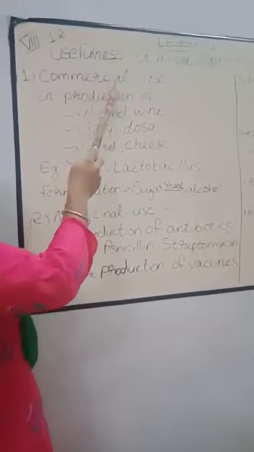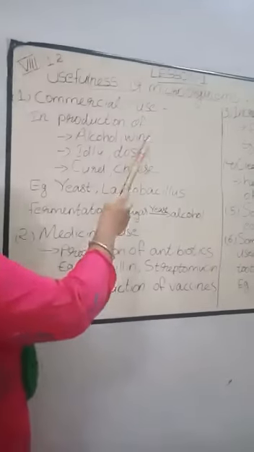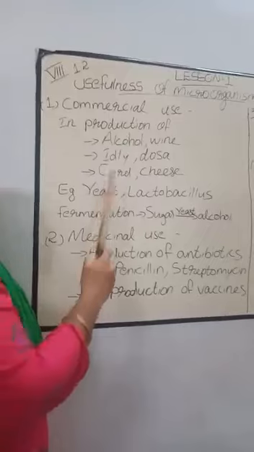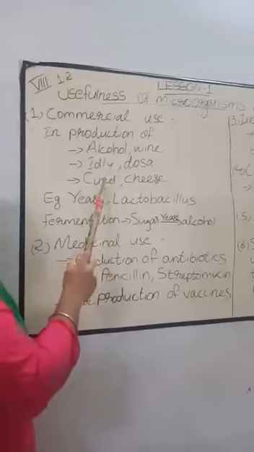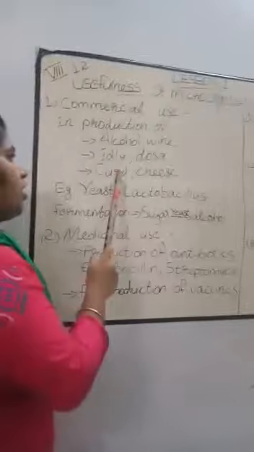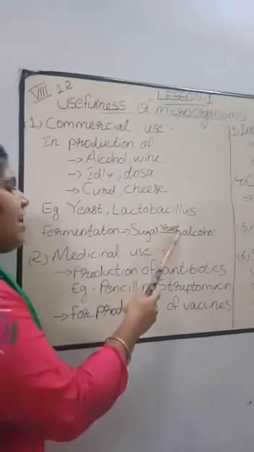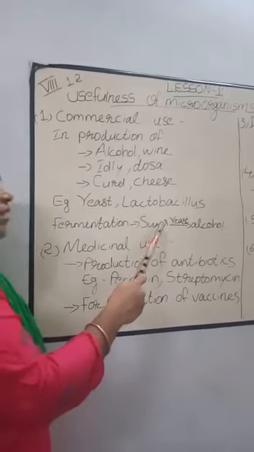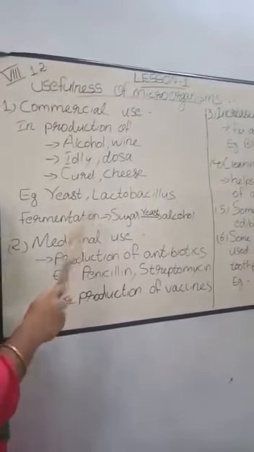So the first use of microorganisms is for commercial use. In the production of alcohol and wine, we can use yeast. Then production of idli and dosa. Then production of curd and cheese. For the production of curd and cheese, we can use lactobacillus. The term fermentation means when we add yeast into a sugar solution, the sugar is converted into alcohol. This process is known as fermentation.